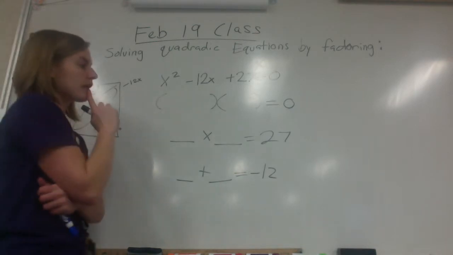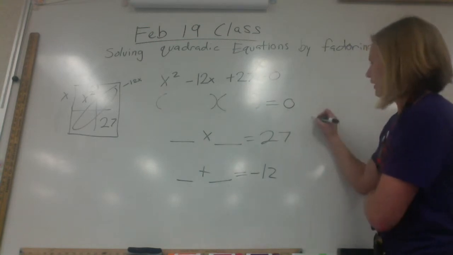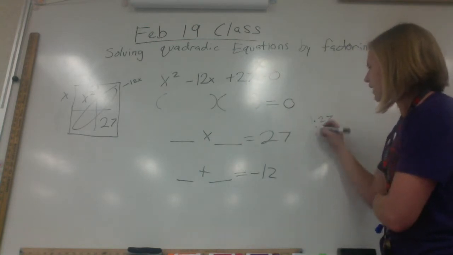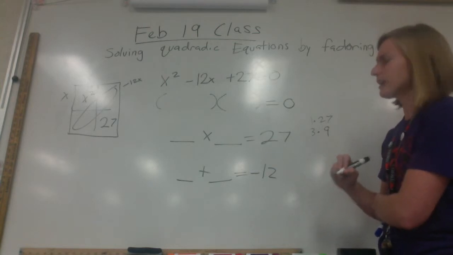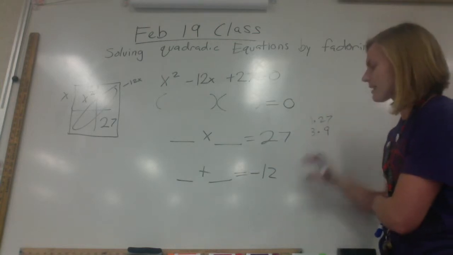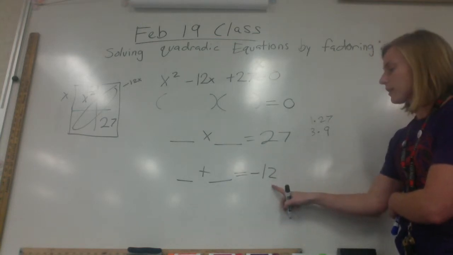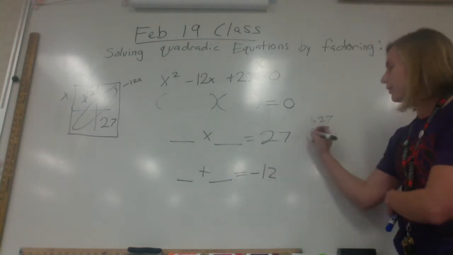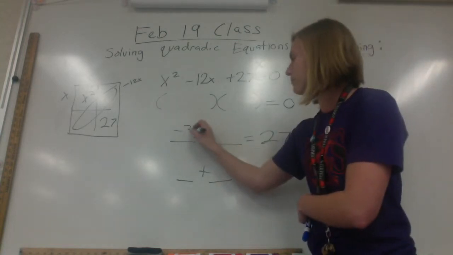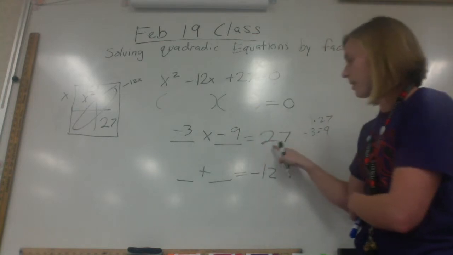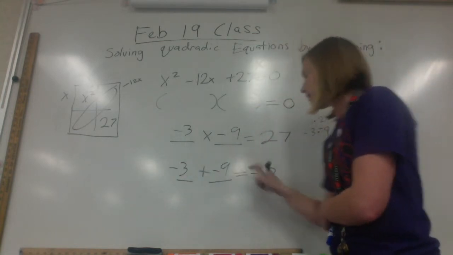So thinking about my factors of 27, I can have 1 and 27, I can have 3 and 9, and I think that's actually it. So which one of these can we add together to get 12? Well, 3 and 9 can add together to get 12. Oh, but it's -12. Oh, what if they were both negative? And that actually would work.